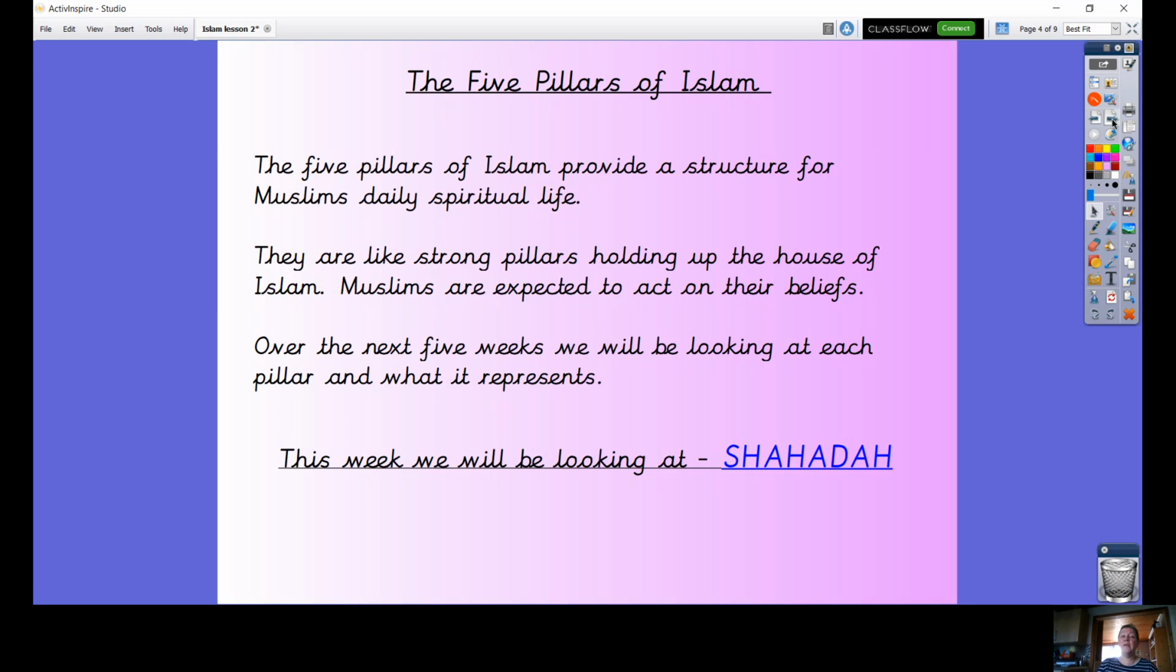Okay then, the 5 pillars of Islam provide a structure for the Muslim's daily spiritual life. They're like strong pillars holding up the house of Islam, and Muslims are expected to act on their beliefs throughout their lifetime. Now, as I've said, over the next 5 weeks, we'll be looking at each pillar and what it represents. And today's is the Shahada.